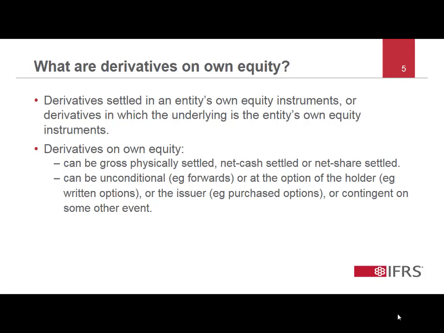Derivatives on own equity exist in various forms in how they are settled and whether their exercise is conditional. They could be gross physically settled, for example, where shares are delivered in exchange for cash on settlement, or net settled in cash or shares. Also, the exercise of own equity derivatives can be unconditional, like in a forward contract to sell own shares, or could be conditional depending on the holder or the issuer. Or the exercise could depend on an uncertain future event that is beyond the control of both the holder and the issuer entity.